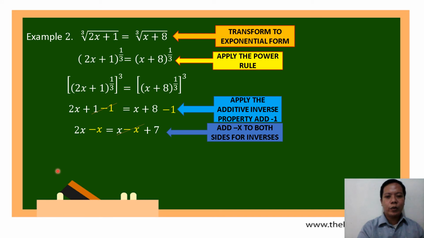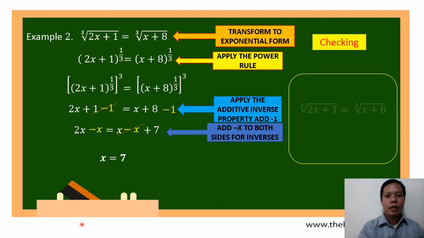What we're going to do is cancel out this x minus x. That means this will be 0 on the right. Then 2x minus x is x, and then this will be 0. Then we write 7. Therefore, our final answer, or our solution for this equation, is 7, or x is equal to 7. So let us check.